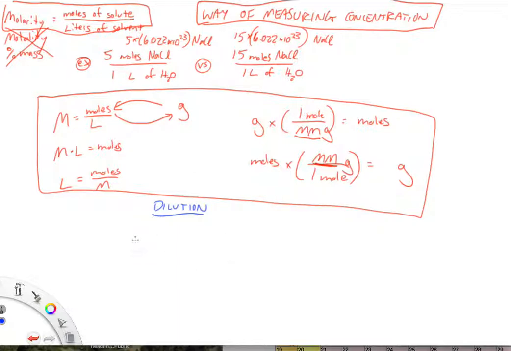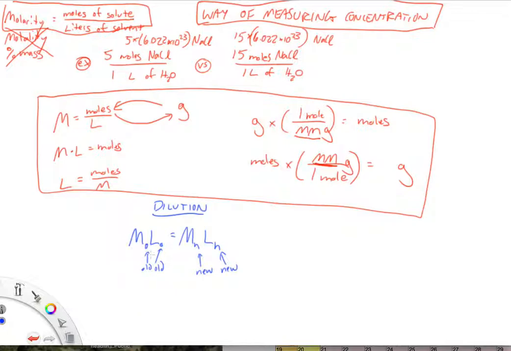Anyway, let's go back to dilution. If you look at this equation right here, which I love, one of my favorites in this class, it's MoLo equals MnLn. The o stands for old. The n, in both of these, stands for new. Now, what do I mean by this?